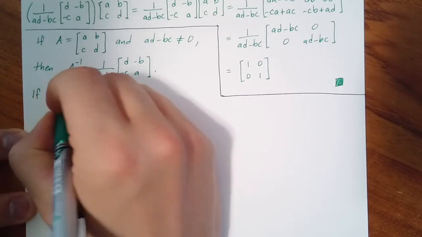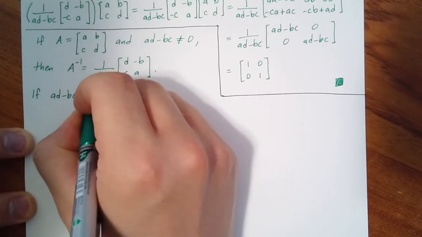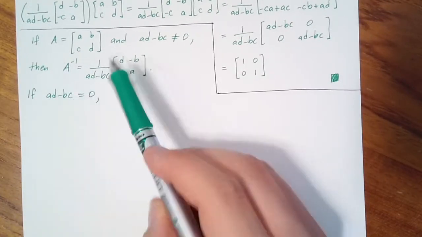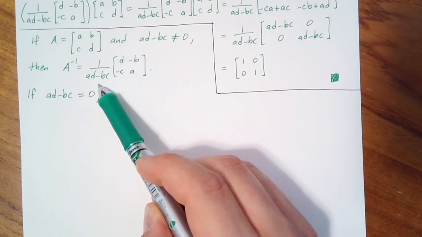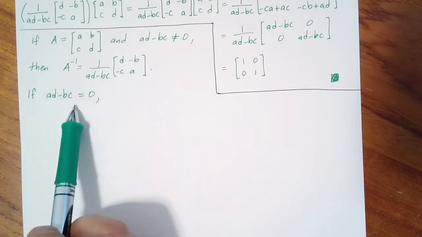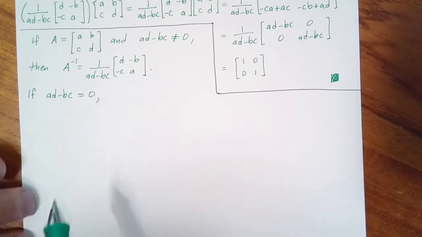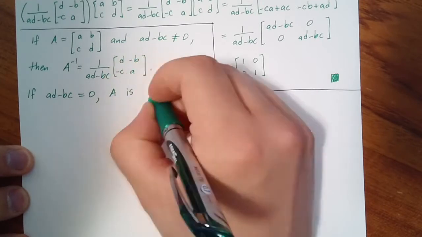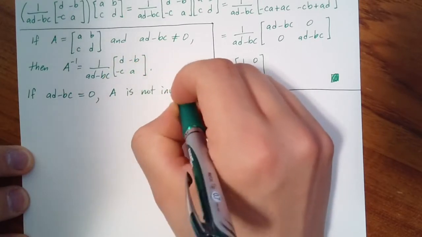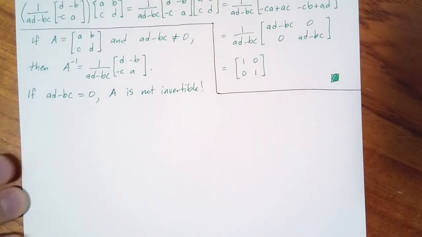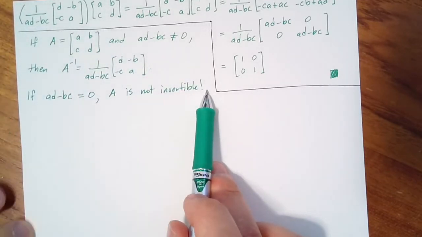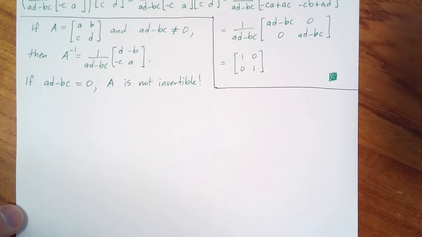So if AD minus BC is equal to 0, well, then we can't use this formula for the inverse, right? Because we would be dividing by 0 when we write down this fraction. So this won't work if AD minus BC is equal to 0, and it turns out nothing will. If AD minus BC is equal to 0, A is not invertible. In other words, its inverse does not exist. Okay, so that's just a summary of what we proved. The first part is what we proved, and the second part we didn't prove, but I promise you that it's true. You can check it on your own if you like.